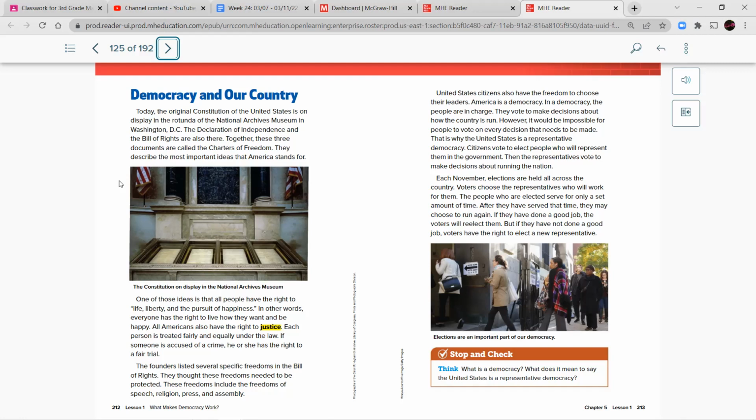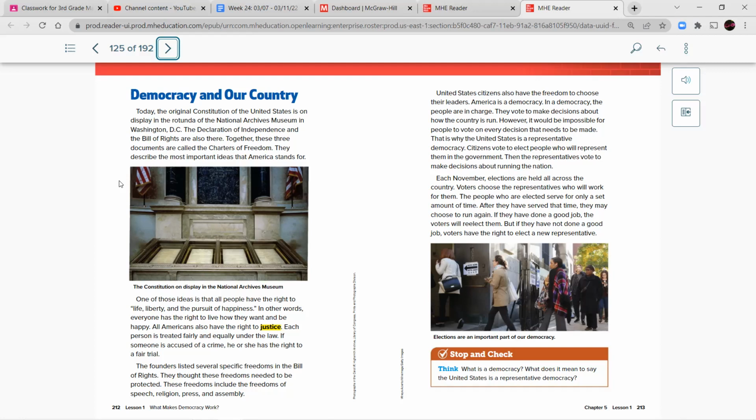America is a democracy. In a democracy, the people are in charge. They vote to make decisions about how the country is run. However, it would be impossible for people to vote on every decision that needs to be made. This is why the United States is a representative democracy.